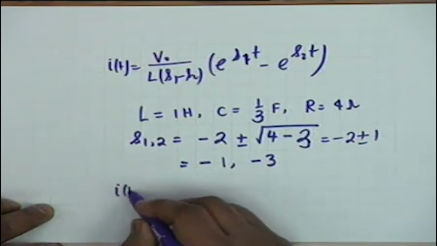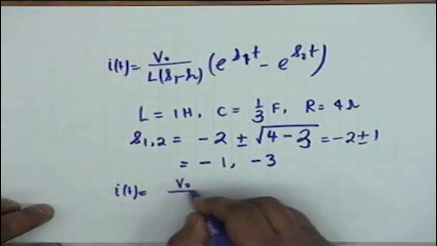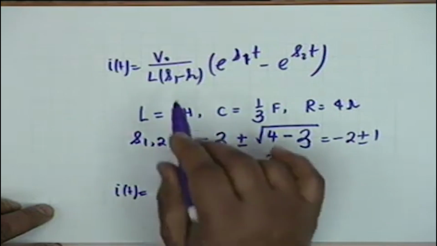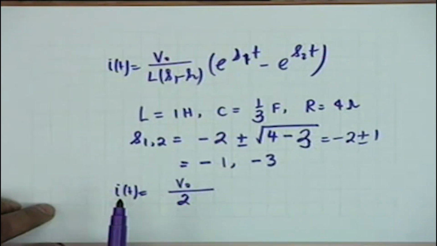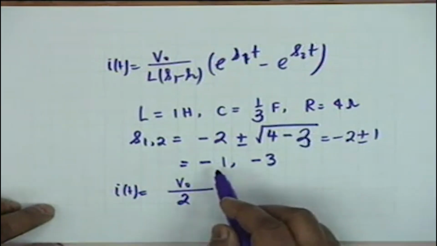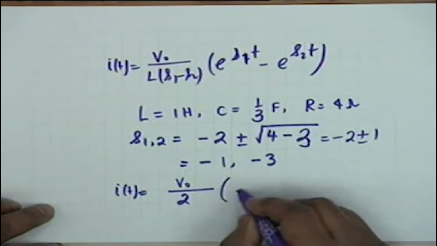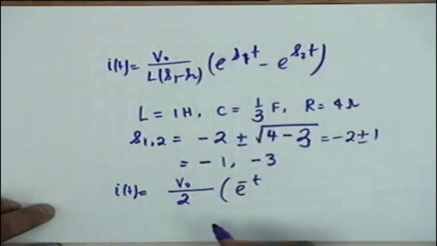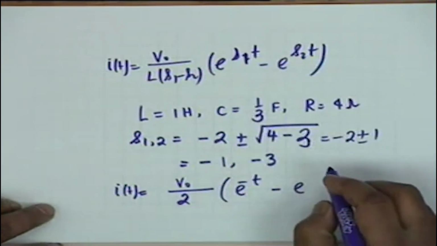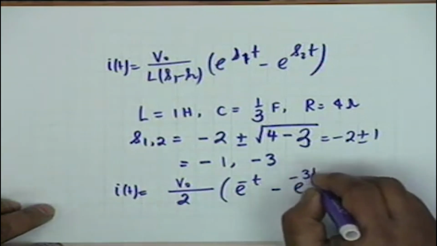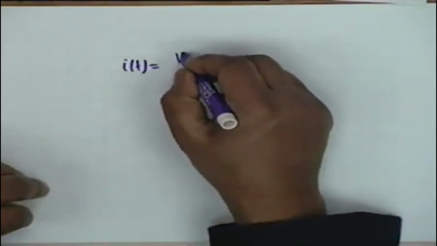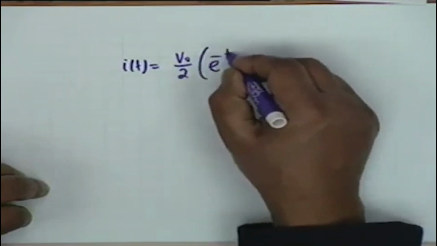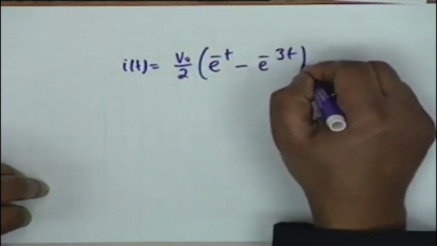And therefore i of t is equal to V0 by L, which is 1, S1 minus S2 is obviously 2, is that right? Minus 1 plus 3 is 2, and then e to the minus t, S1 is minus 1, and S2 is minus 3, so e to the minus 3t. Let me write it down again. i of t is equal to V0 by 2 times e to the minus t minus e to the minus 3t.